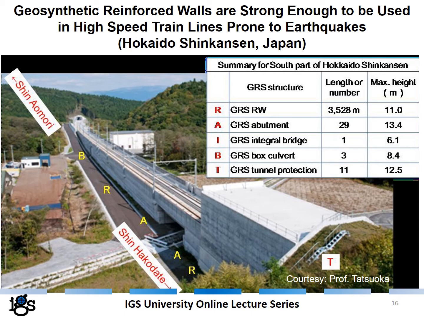Geosynthetic reinforced retaining walls are very popular in many countries, and the reason why they are popular in Japan is because of their high resilience against earthquake loads. I show here one example of the high-speed train line in Japan, Hokkaido Shinkansen, where in only one single project, a total length of 3,500 meters of geosynthetic reinforced soil retaining walls have been constructed, along with abutments, integrated bridges, box culverts, tunnel protections, etc., where the geosynthetic reinforced soil technology has been used.